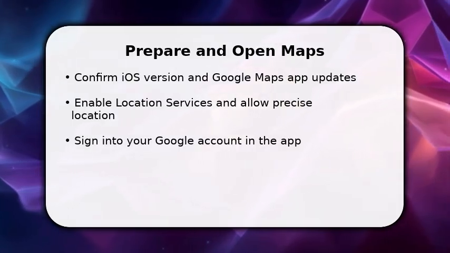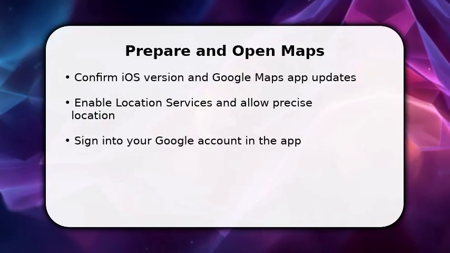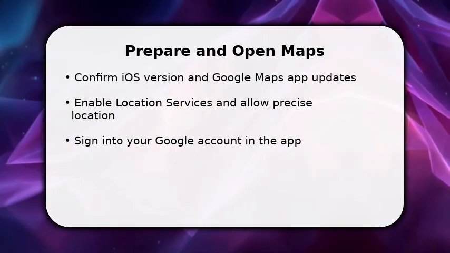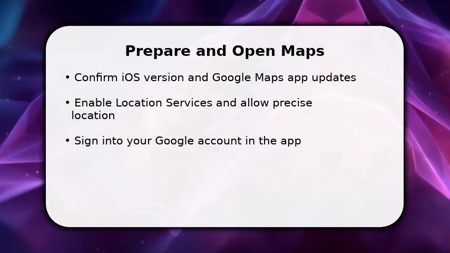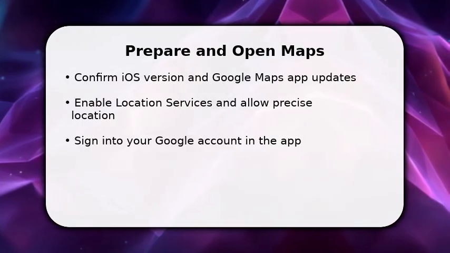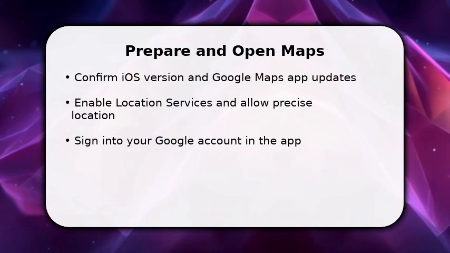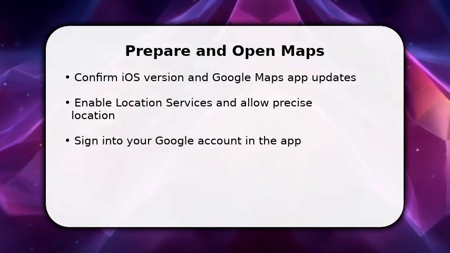Next, open the Google Maps app and sign into the Google account you want to edit. Synced data appears across devices. Once done, tap the profile icon, then go to Settings to access map options. These initial steps let you modify map behavior immediately and avoid permission problems later.